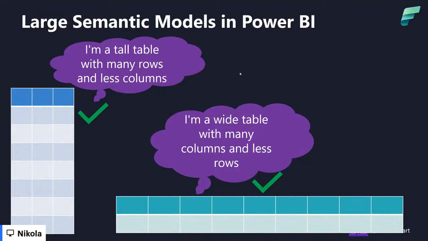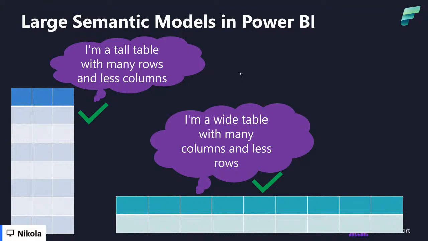There are two types of tables. We have a so-called tall table, which has many rows and not so many columns. A good example is the fact table. Usually a fact table doesn't contain 50, 60, 100 columns. It's usually a narrow table, but it has a lot of rows because every single transaction is stored. So this is a tall table.